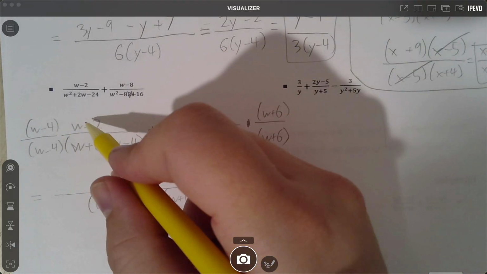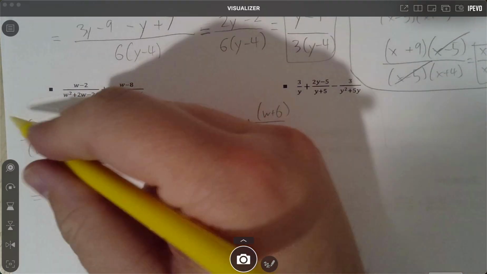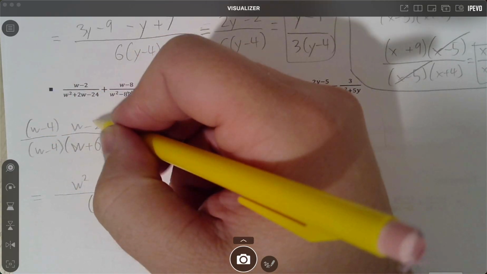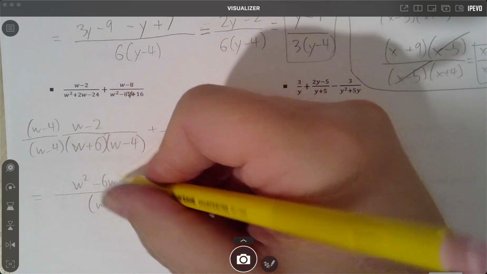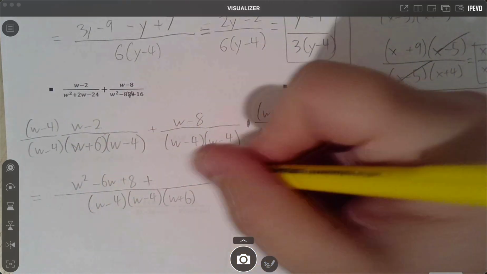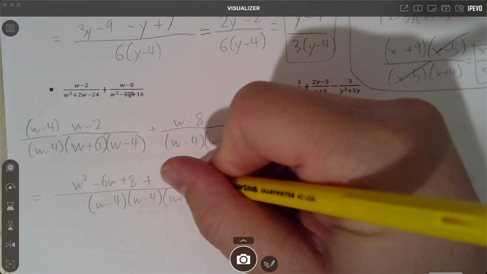And on the left, I need to FOIL this whole thing out. So I'm going to say it and simplify it as I go. I get w squared. I get a negative 2w and negative 4w, which makes negative 6w. I get negative 4 times negative 2, which is positive 8. There is a plus sign, so great, no parentheses and distributing after I FOIL, but w times w is, once again, w squared.